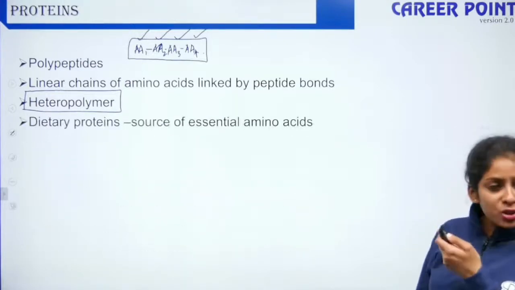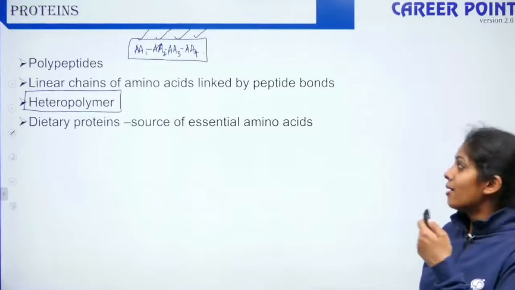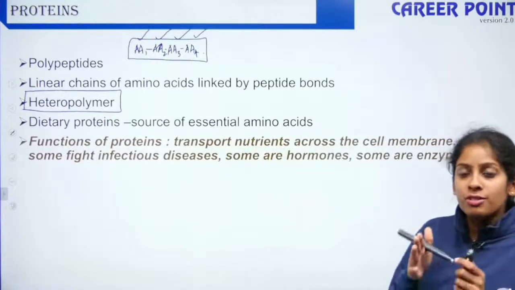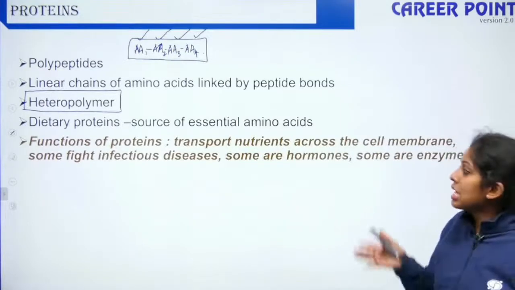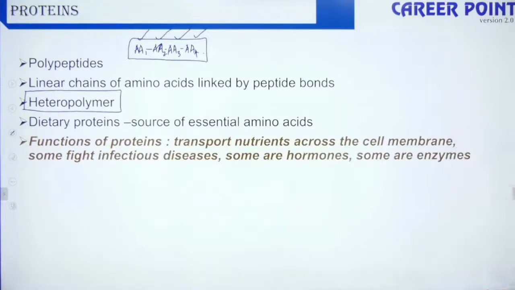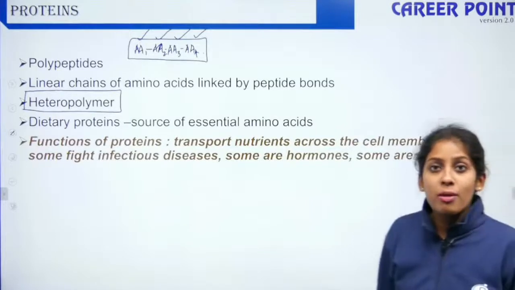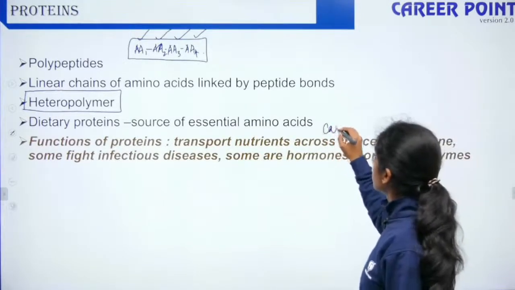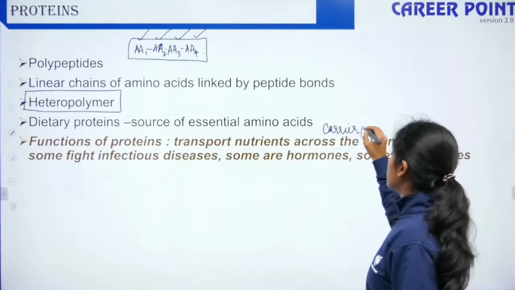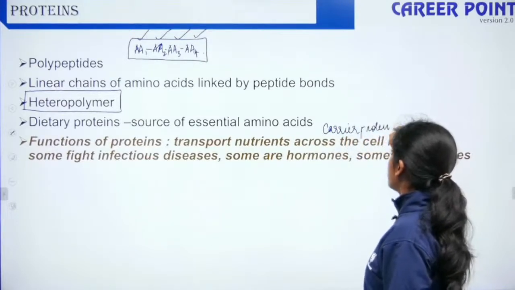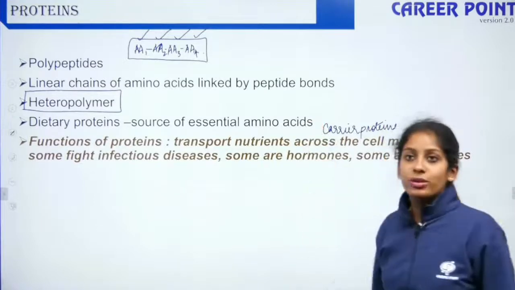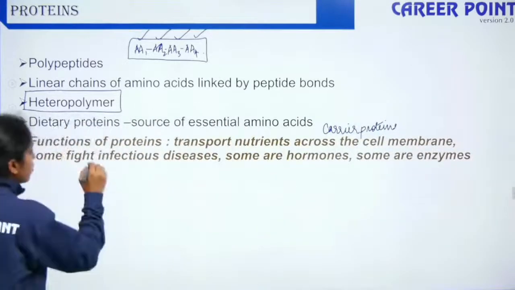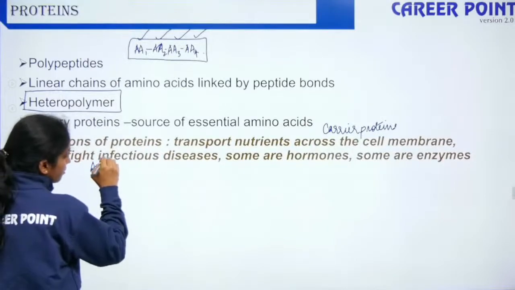So dietary proteins, so we know what are essential proteins, that is their source of essential amino acids. So what is the important function of these proteins? They help in the transport of nutrients across the cell membrane. If you remember facilitated diffusion, you have carrier proteins, right? So they help in the transport. Then they help fight infectious diseases like your antibodies. Your antibodies are also proteins.